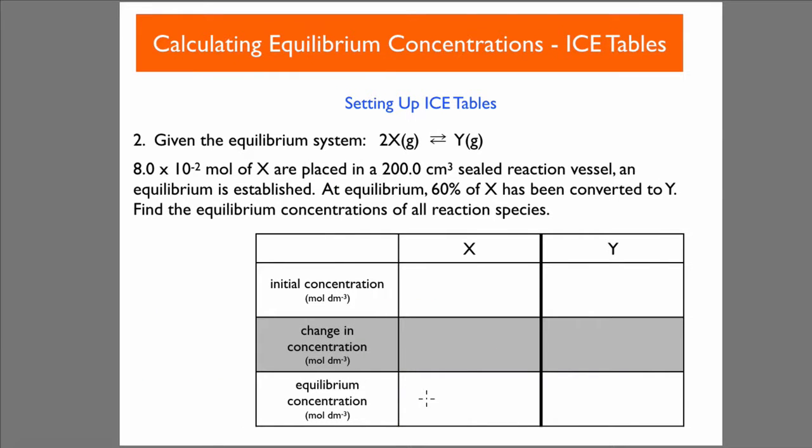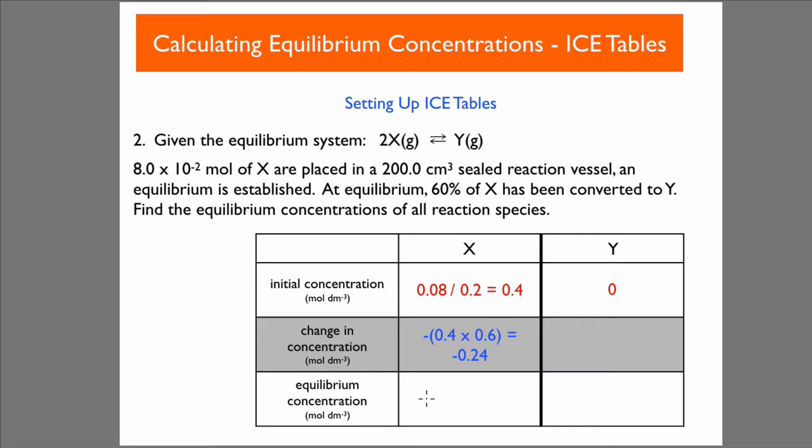Question 2, 2X gas giving us Y. We've got 8 times 10 to the minus 2 moles of X placed in a 200 centimeter cubed sealed reaction vessel. So we can put that in straight away: 0.08 divided by 0.2 decimeter cubed to give us 0.4 moles per decimeter cubed. Obviously we have no Y at the beginning.